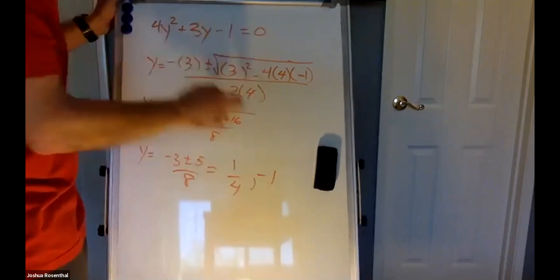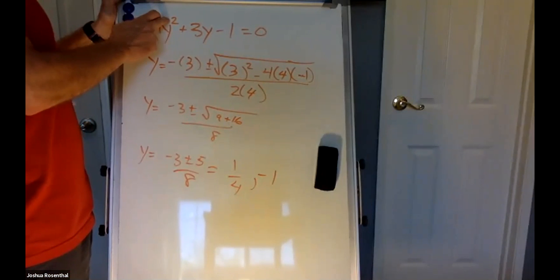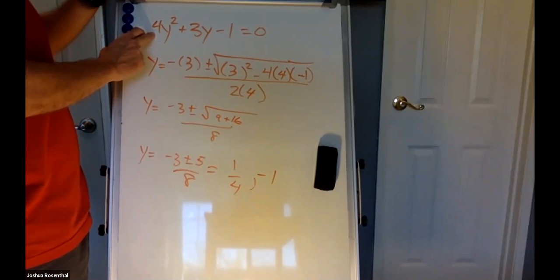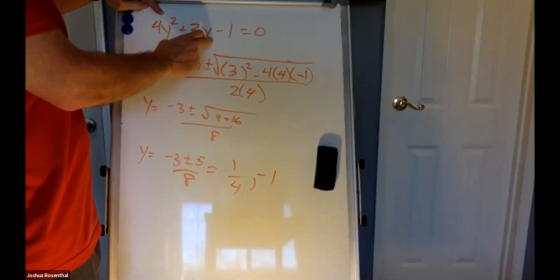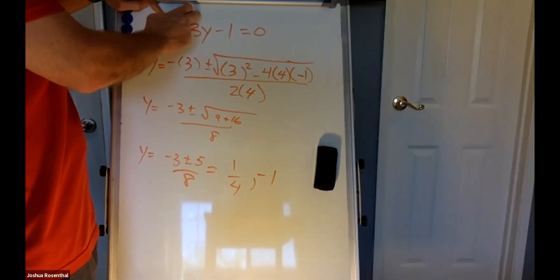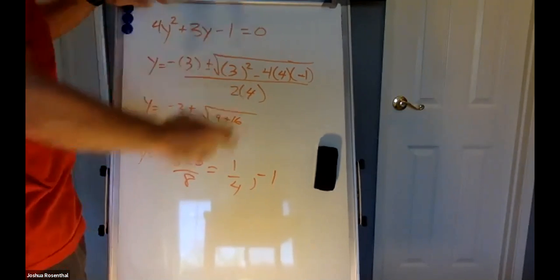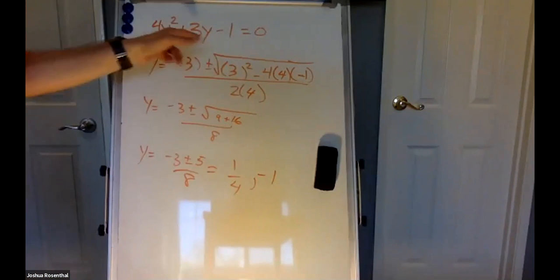If I plug in a negative 1, negative 1 squared is 1. 1 times 4 is 4. If I plug in the negative 1 here, you get negative 3. 4 plus negative 3 is 1. 1 minus 1 is 0. So both of those values get you 0.